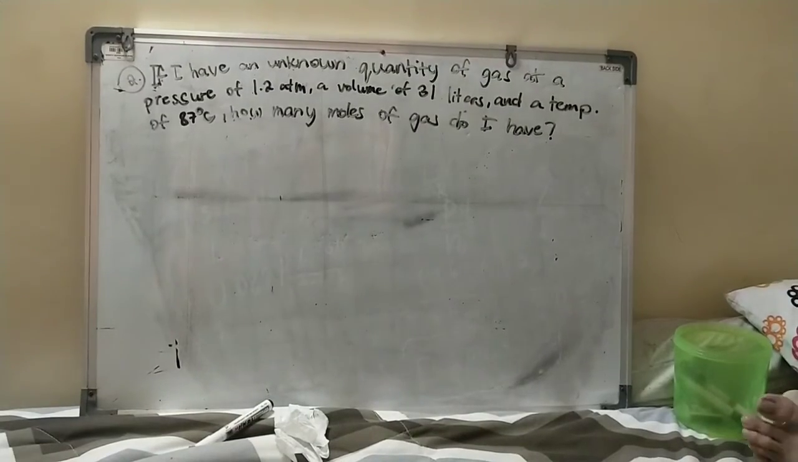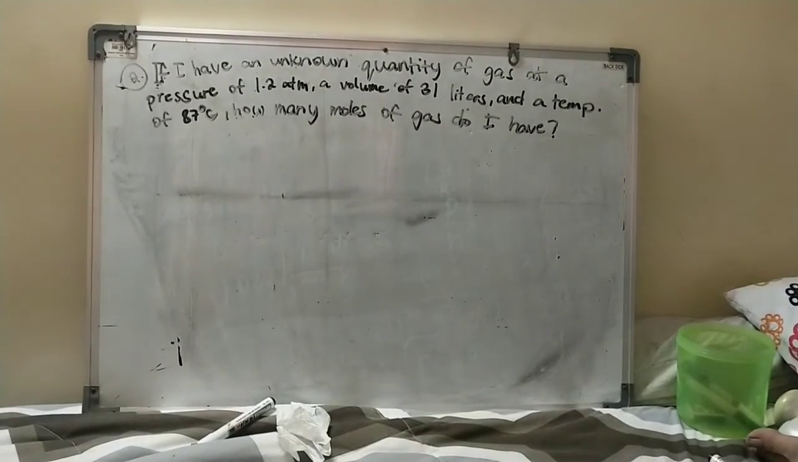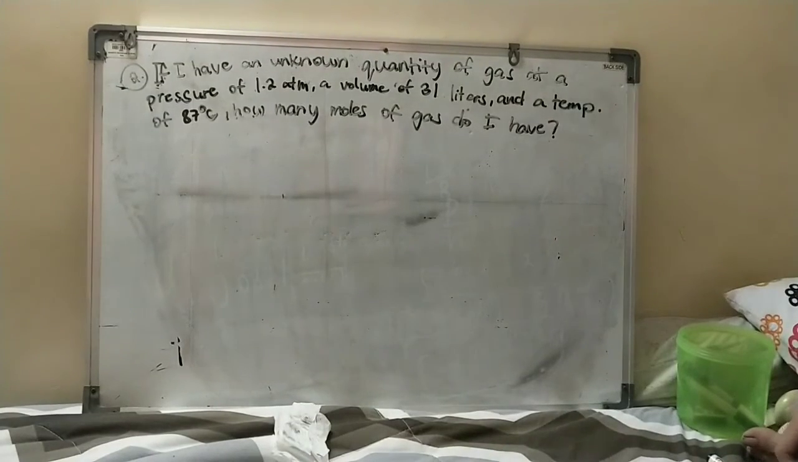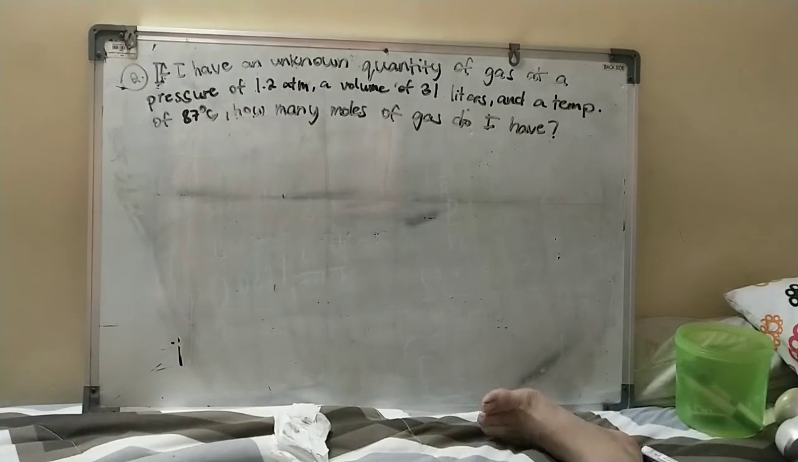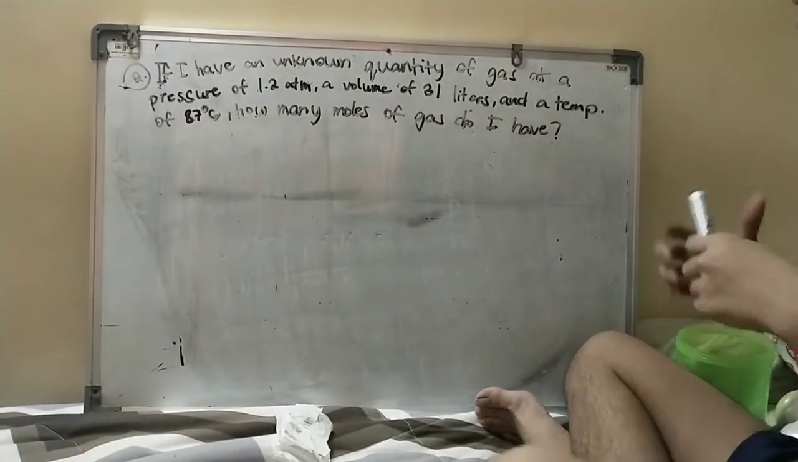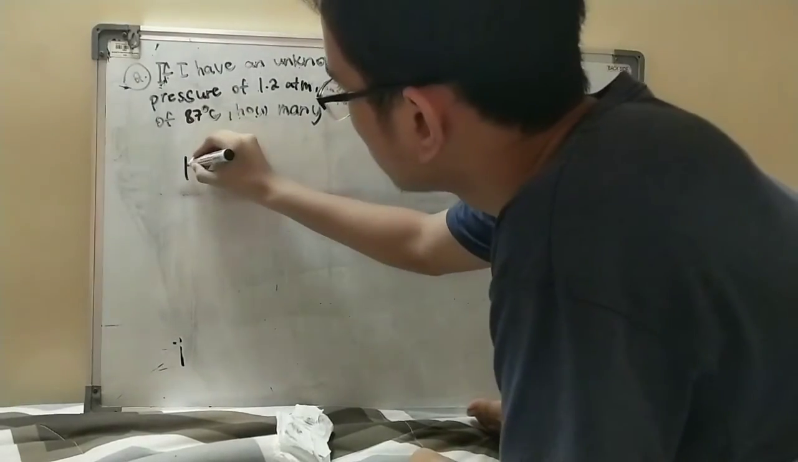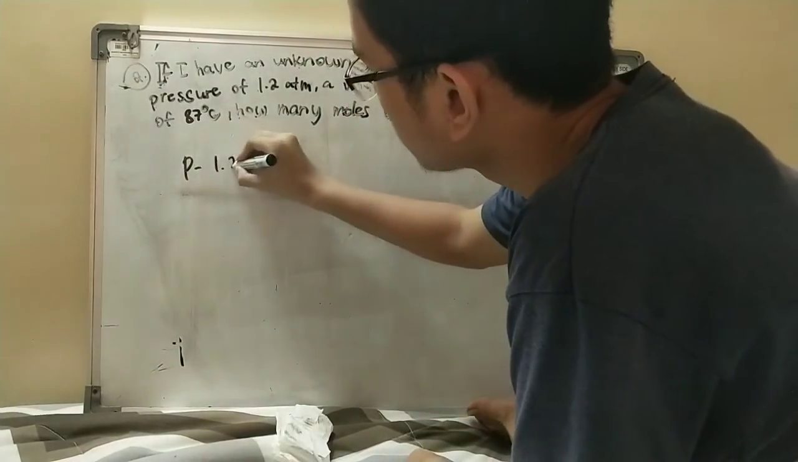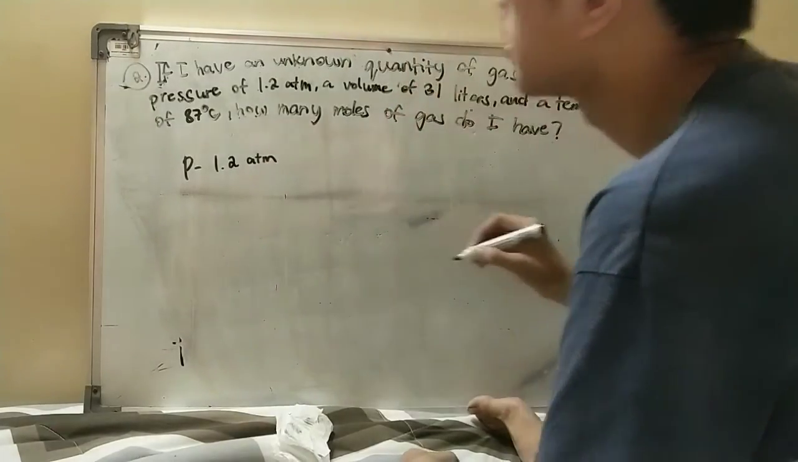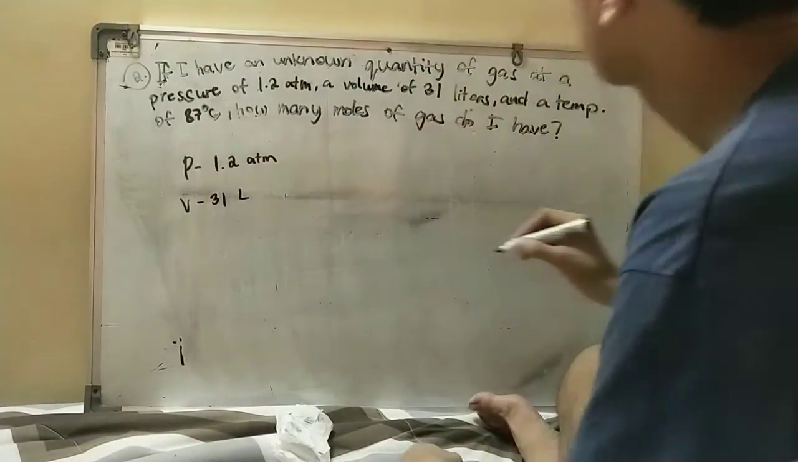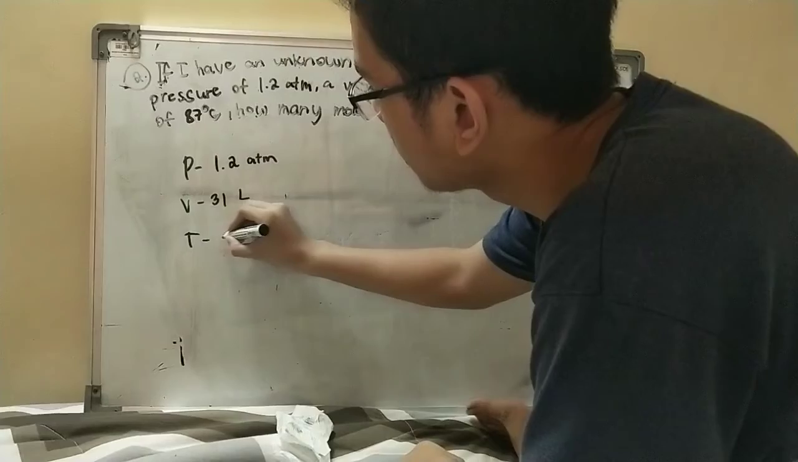So, the second example is, if I have an unknown quantity of gas at a pressure of 1.2 atmosphere, a volume of 31 liters, and a temperature of 87 degrees Celsius, how many moles of gas do I have? So, again, first, we have to write all of the values that we see in the example. So, our pressure is 1.2 atmosphere. Our volume is 31 liters. And our temperature is 87 degrees Celsius.